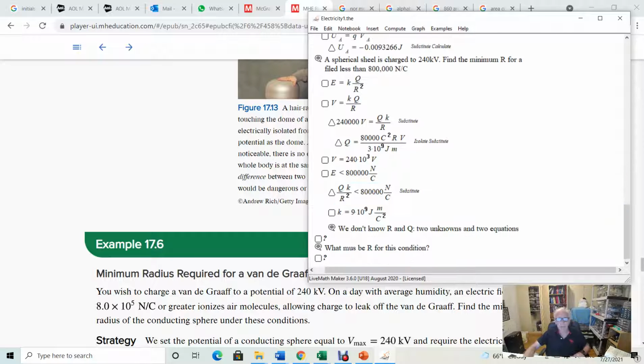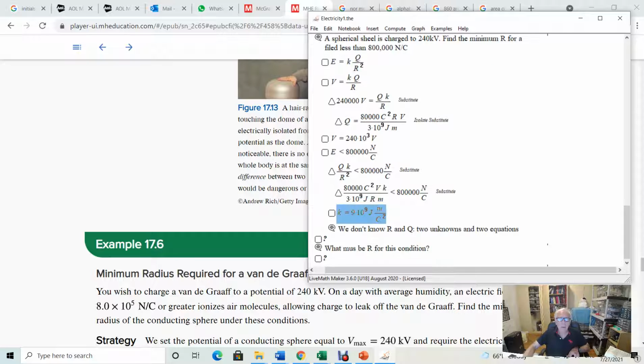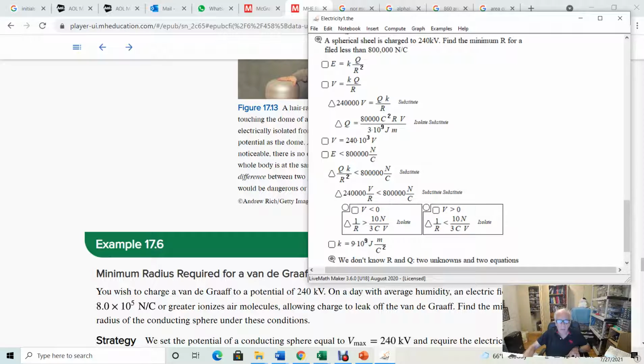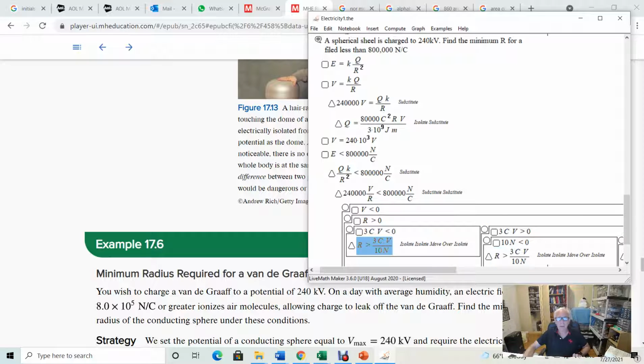I'm going to erase this for now. I will substitute my Q right in here, and let's substitute for K as well. Here's the unit volts. And we can solve now for R. Okay, now I got it. The minimum radius is going to be this value here.